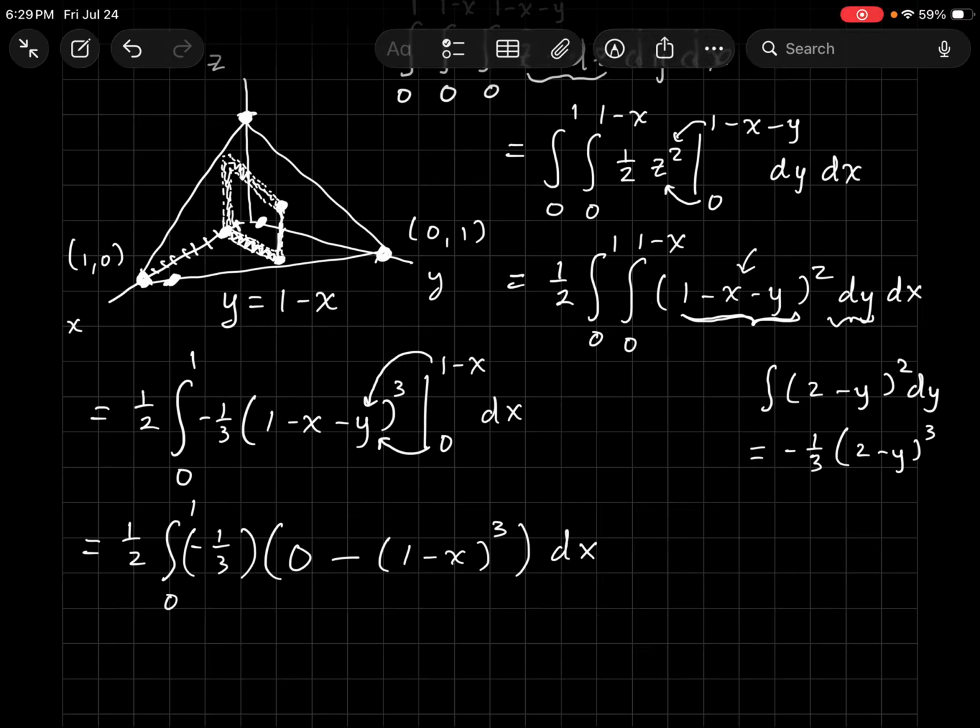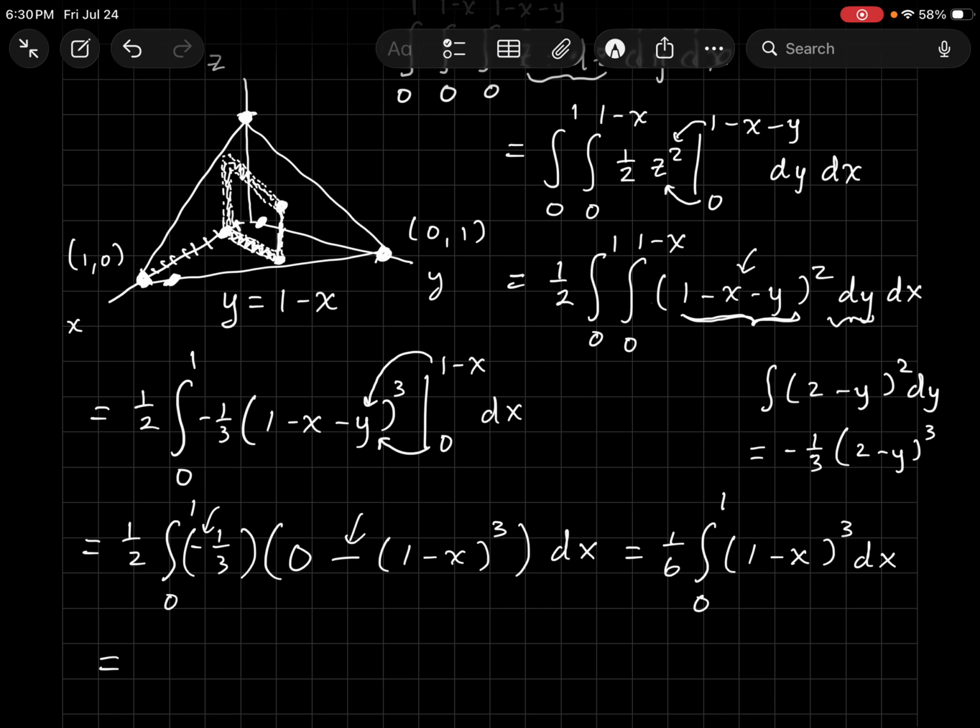So let's see if we can simplify all this before we take the antiderivative. I have a negative here, I have a negative right there, so we would end up with positive 1/6, 0 to 1 of 1 minus x cubed, that is 1 minus x quantity cubed dx. And we finally have a pretty simple integral to do.